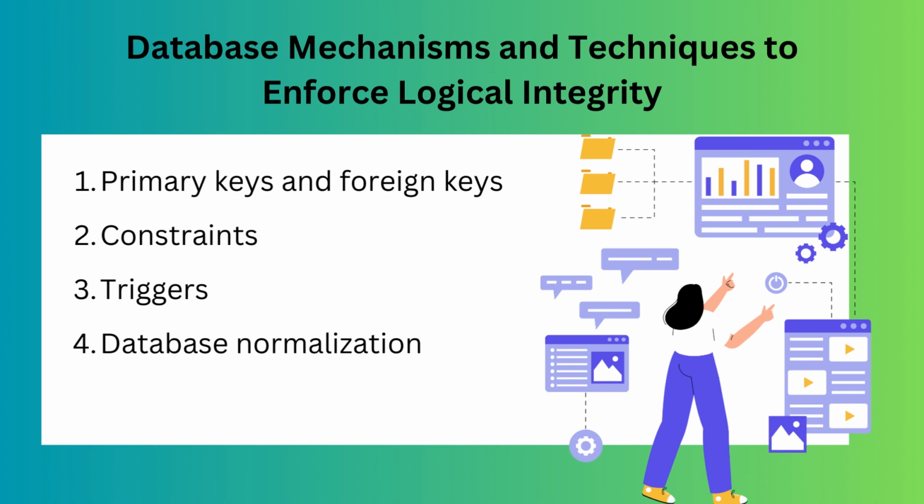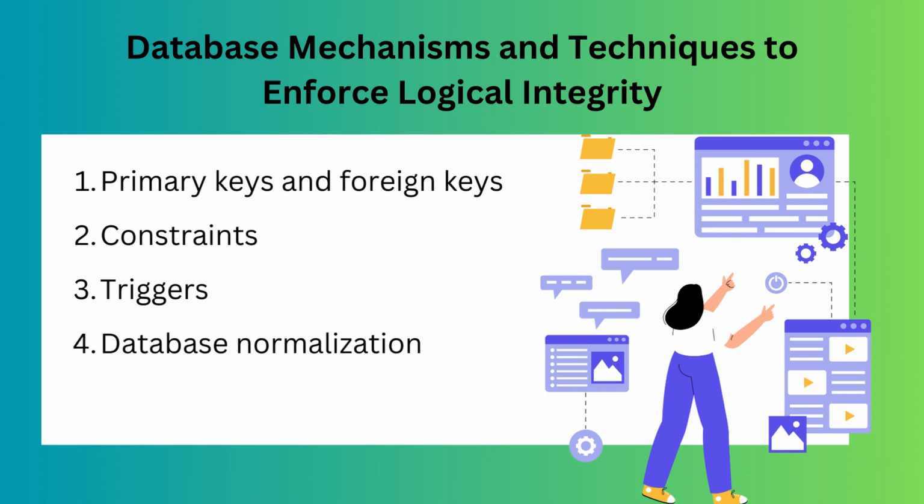Constraints is the next technique. Constraints are rules and conditions applied to database tables to maintain the data integrity. Common types of constraints include unique constraints that enforce the uniqueness, not null constraints that prevent entering null values into the database, and check constraints that define the specific conditions for field values. So these constraints validate the data before saving it and reject it if the constraint does not evaluate to true.